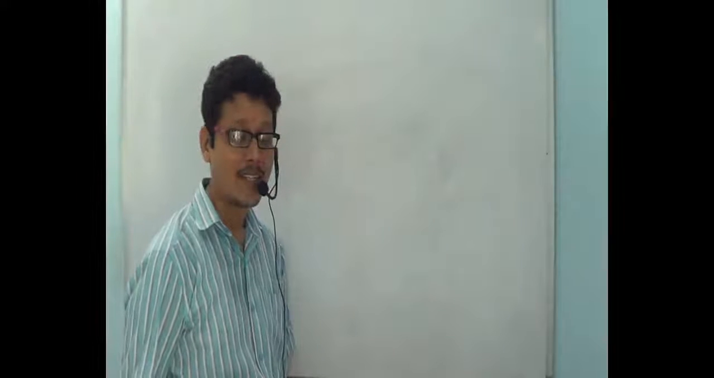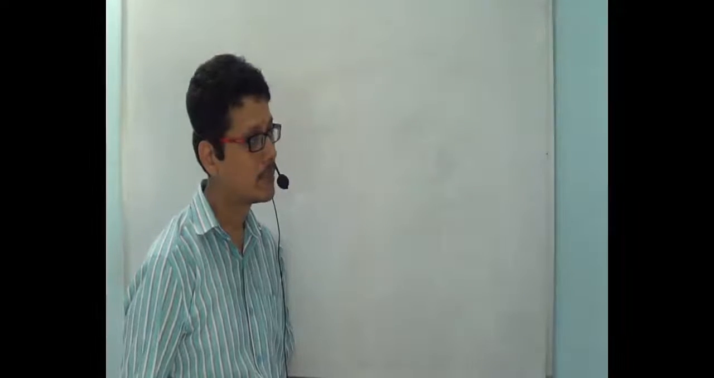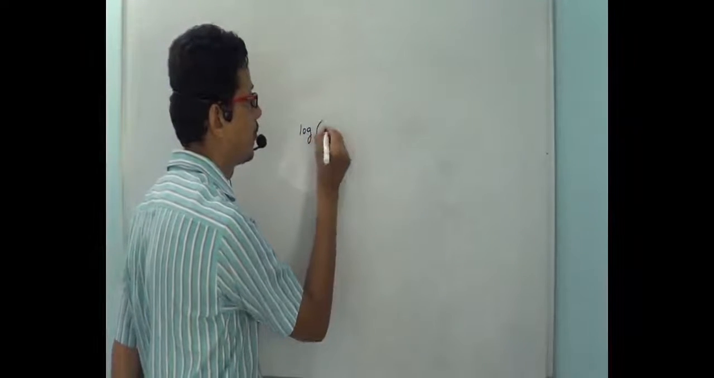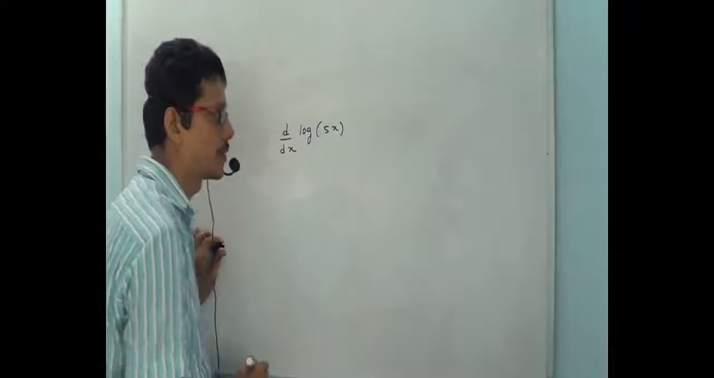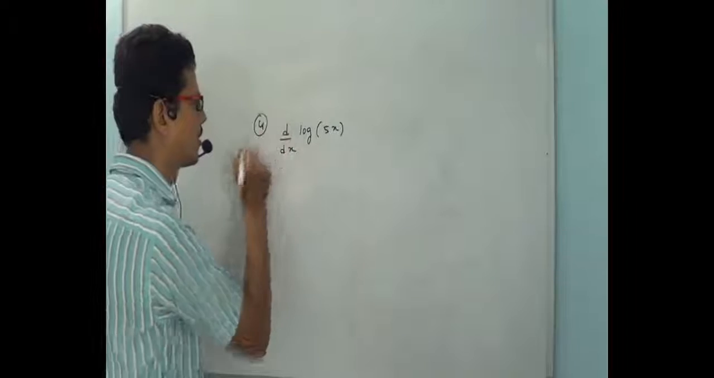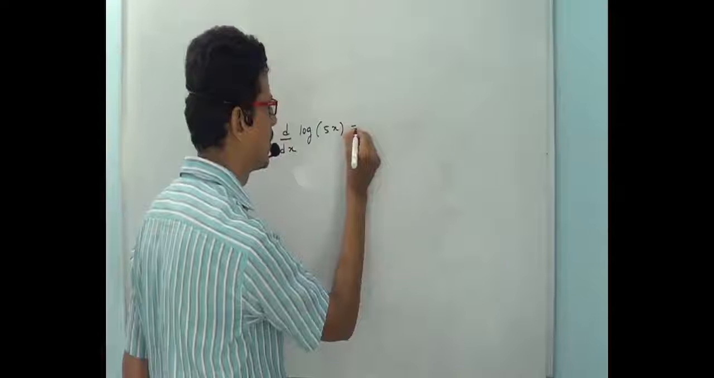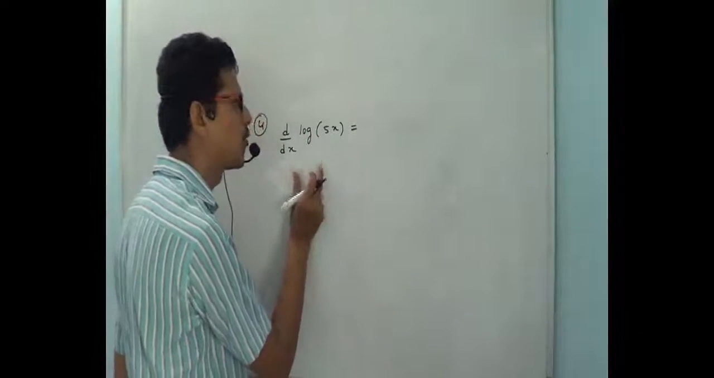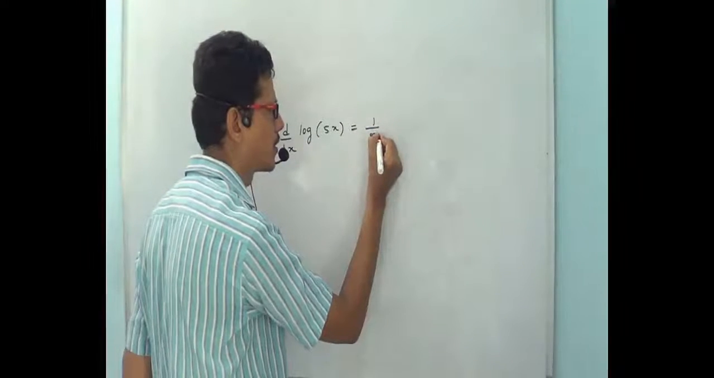Okay. Next, we have one thing. For example, I have the derivative of log 5x. If somebody asks, fourth question, what is the derivative of this? You have to write like this. First you have to do the derivative of log 5x. Log 5x is 1 by 5x.